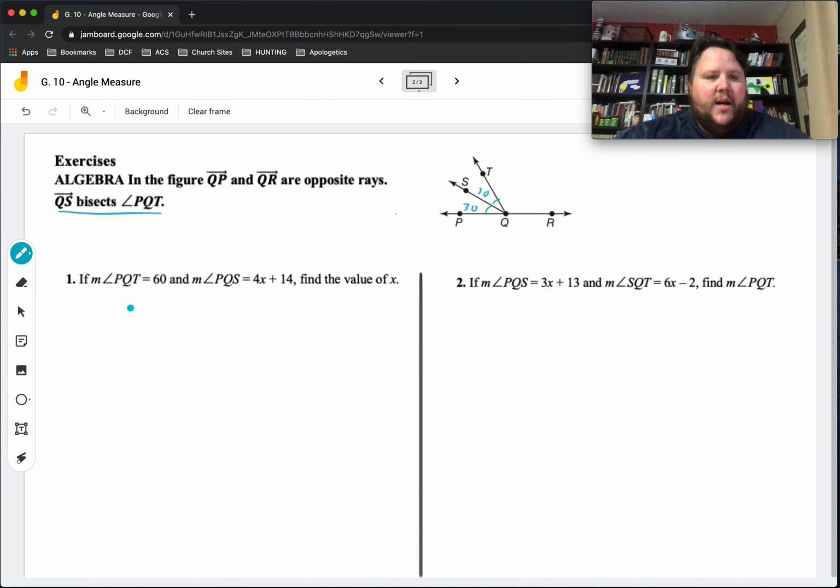So you can set this up, and I'll show you real quick. PQS we know is 30 degrees, because it's an angle bisector and the whole thing equals 60 degrees. So you would have 30 degrees equals 4x plus 14, and then you can solve for x. If the measure of PQS equals 3x plus 13 and SQT equals 6x minus 2, we know that they're both equal. So find PQT. You're going to set them equal to each other, find x, plug it in, and then double it because you're only finding one angle. So that's how you guys are going to do it.